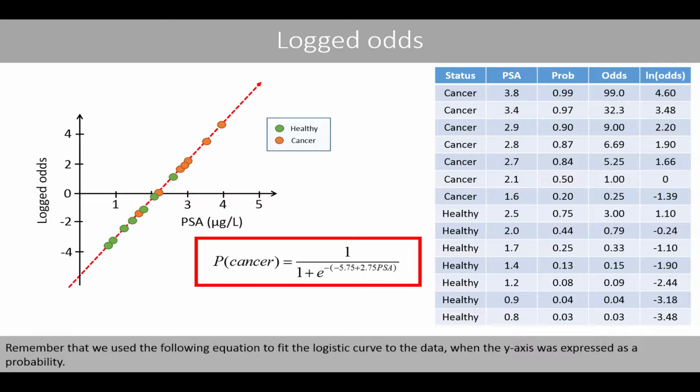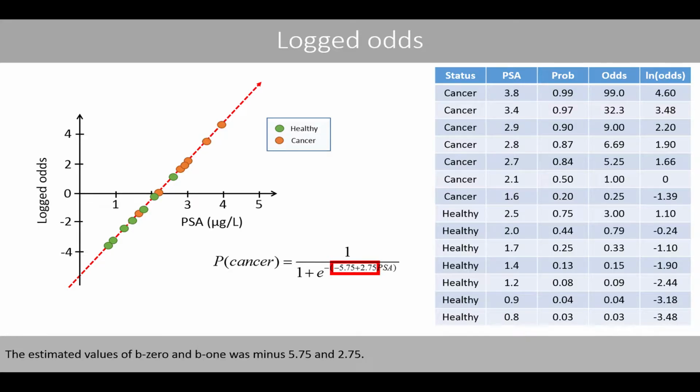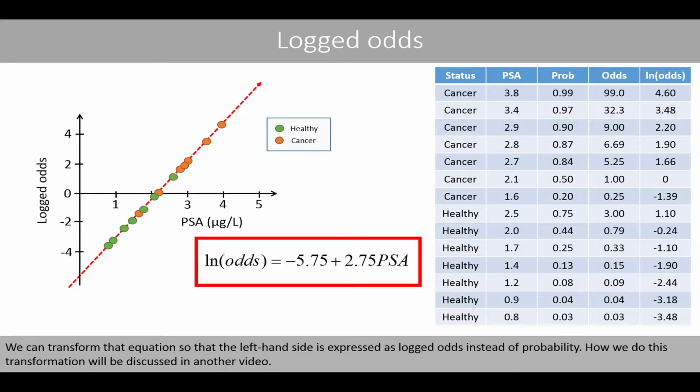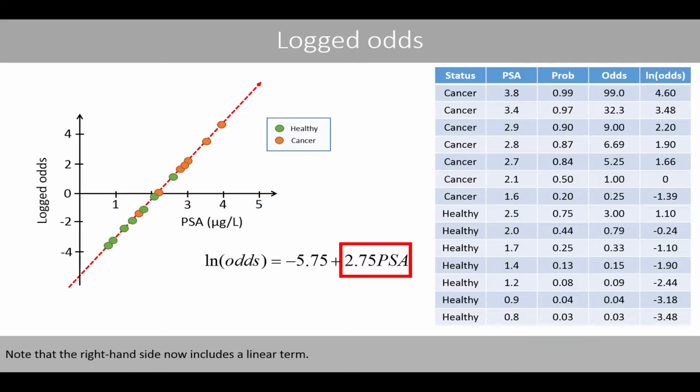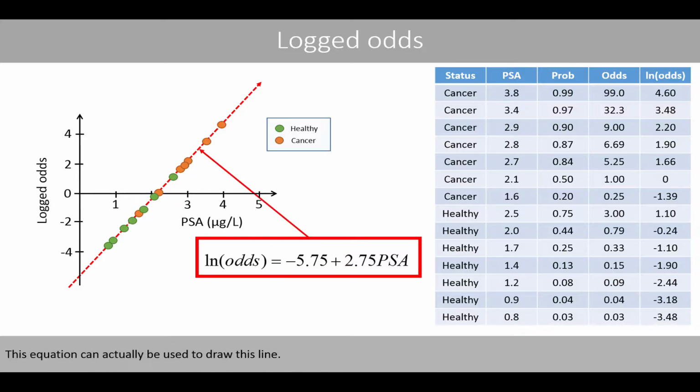Remember that we use the following equation to fit the logistic curve to the data, when the y-axis was expressed as a probability. The estimated values of B0 and B1 were minus 5.75 and 2.75. We can transform that equation so that the left-hand side is expressed as logged odds instead of a probability. How we do this transformation will be discussed in another video. Note that the right-hand side now includes a linear term. This equation can actually be used to draw this line.